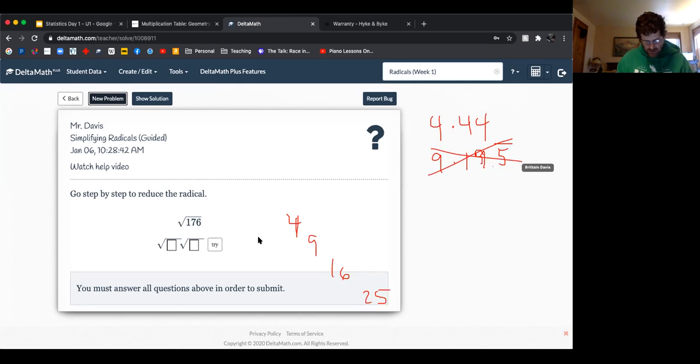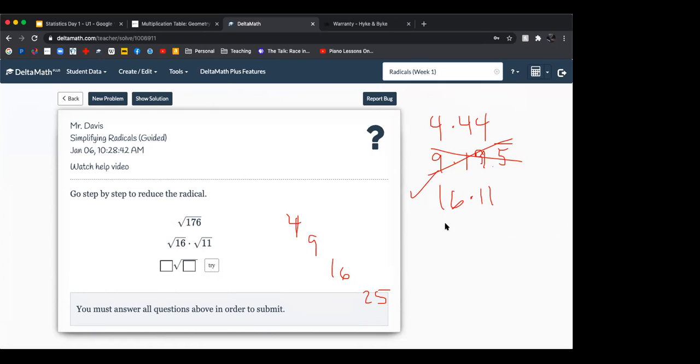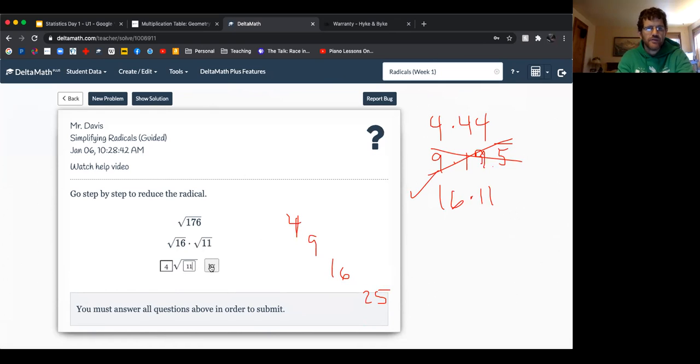I'm going to try 16. 176 divided by 16 is 11. 16 times 11. And you know what? I like this one. So I'm going to plug that in. 16 times 11. And that worked. It accepted it. And now I know the square root of 16 is what? 4. Perfect. So now I get 4 square root of 11.